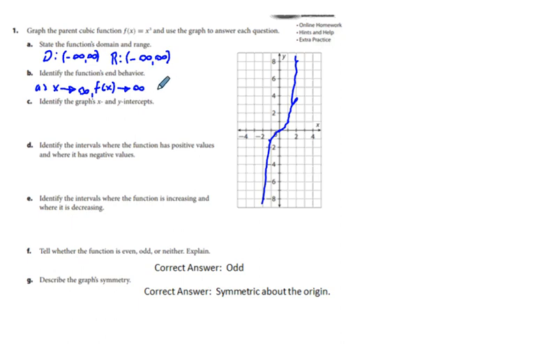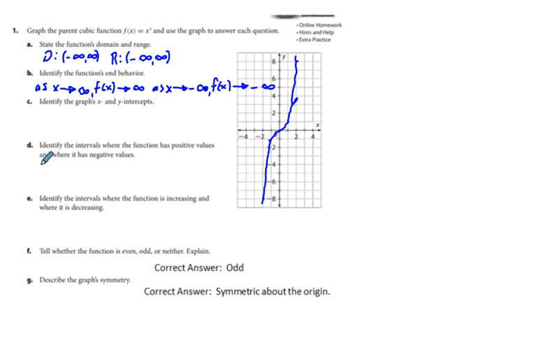And also for end behavior, we have to consider not only x approaching infinity, but x approaching negative infinity. As x approaches negative infinity, f of x approaches negative infinity. Identify the graph's x and y intercept. Well, I'm not going to go over those. Identify the intervals where the function has positive values and where it has negative values.